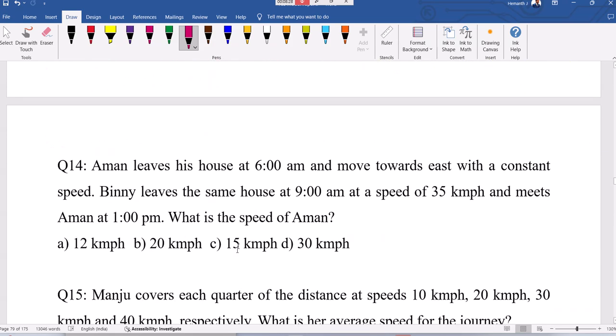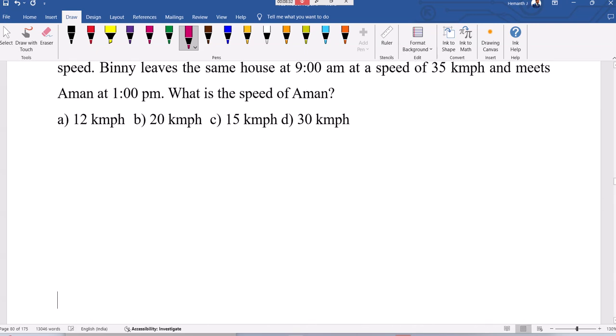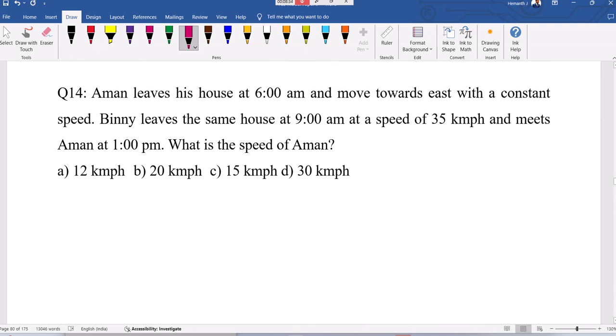Right, so next one, they have given what time they are going to meet. One is moving towards east with a constant speed. At 9 a.m., Binny is leaving at a speed of 35 km per hour. So actually both are traveling in the same direction from the house.